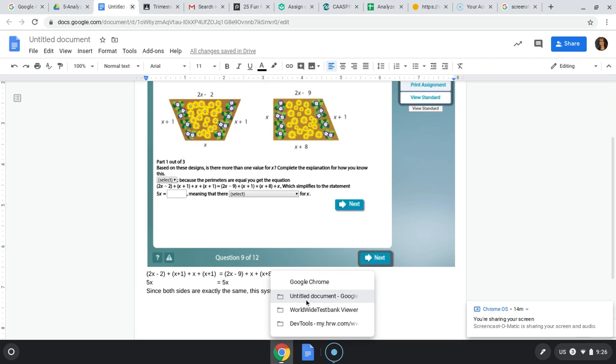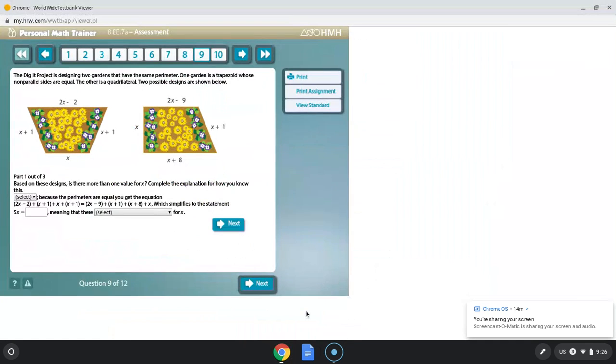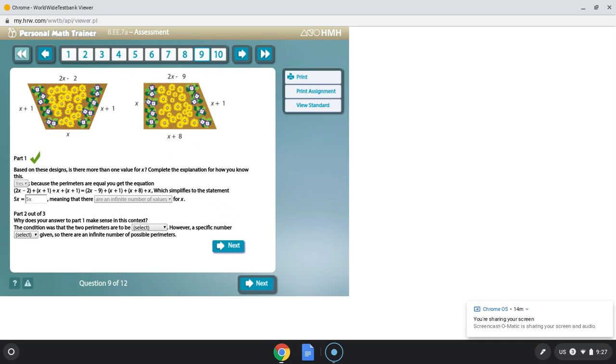Let me see which one right here. Based on this design, is there more than one value for x? Yes, it has infinitely many values. Because the perimeters are equal, to get the equation, which simplifies the statement into 5x is equal to 5x, meaning that there are an infinite number of values for x. Now let me see if I got it right. Yeah, I got it right. Okay, now the next question.